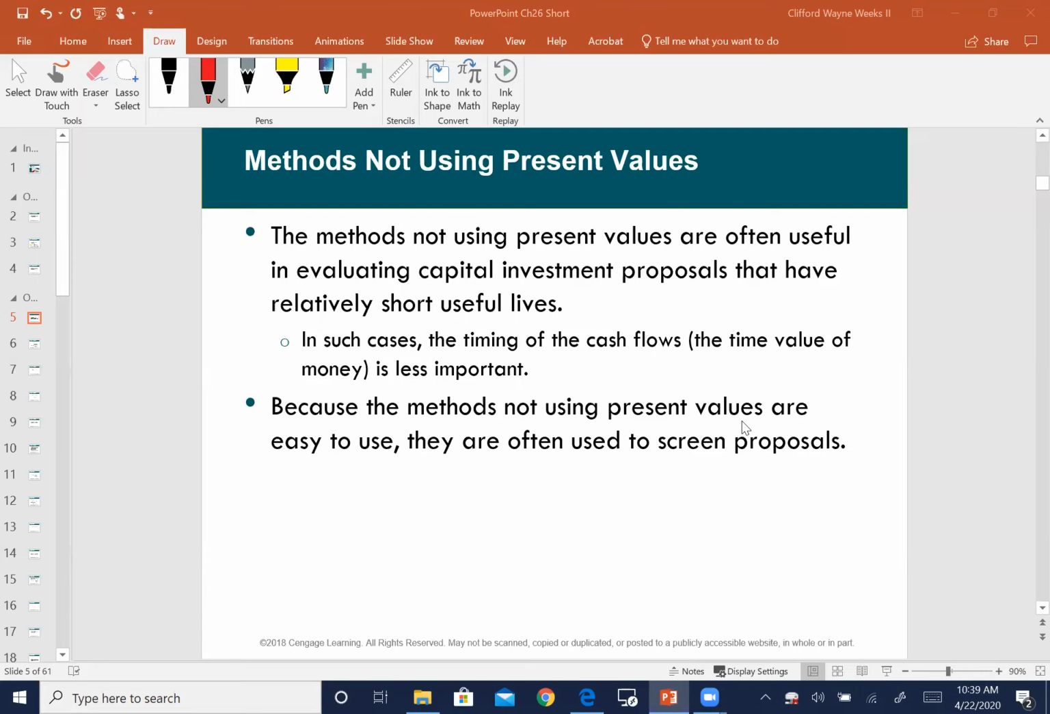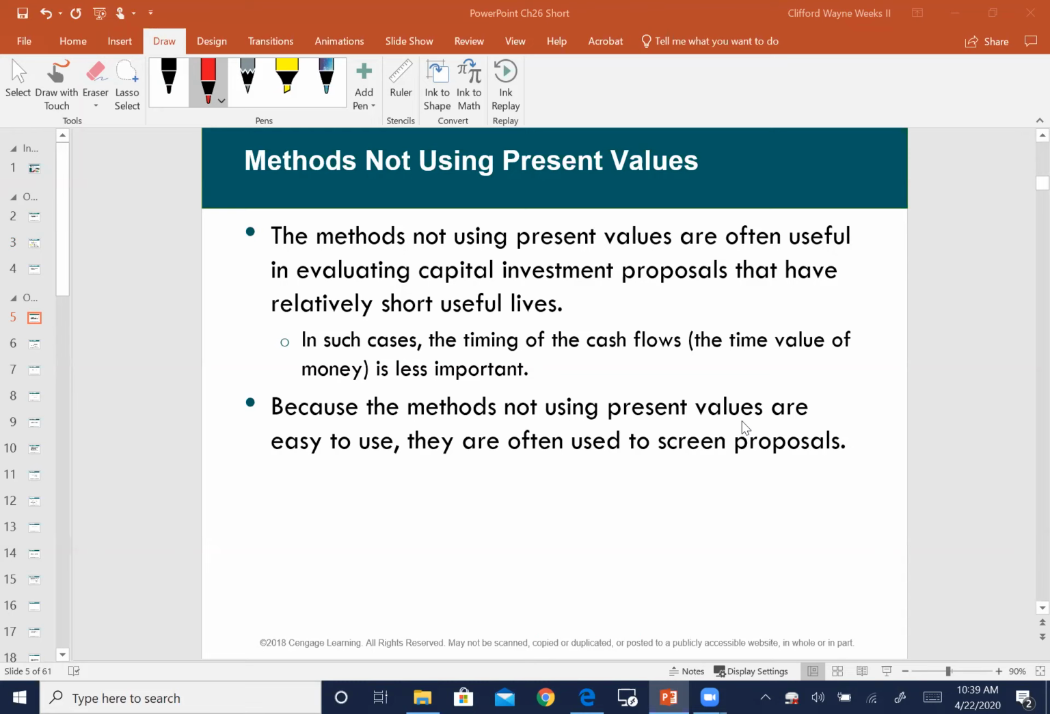And so there's also a difference between what we are looking at. One of these methods, the average accounting rate of return, just looks at accounting numbers, whereas all the other methods, the cash payback period and the two that do take into account time value of money, use net cash flows.